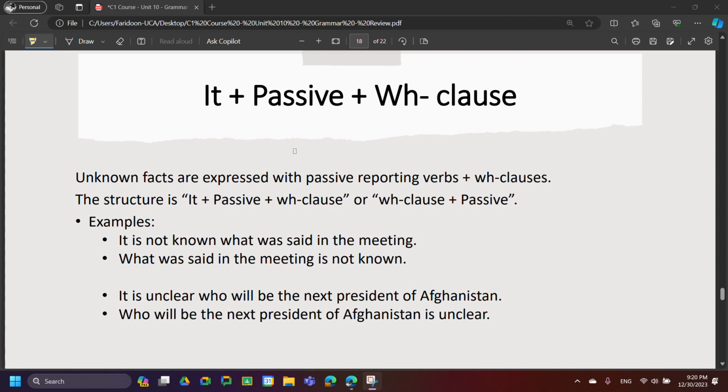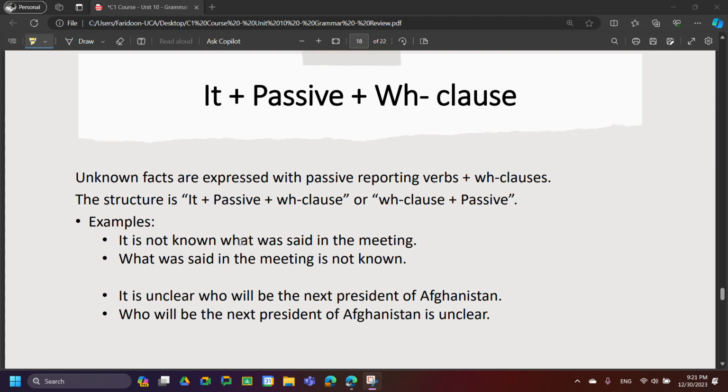Okay, continuing. It plus a passive plus a WH clause. When you're talking about unknown facts, they are expressed with passive reporting verbs plus WH clauses. The structure is going to be it plus passive plus a WH clause, or a WH clause plus a passive.